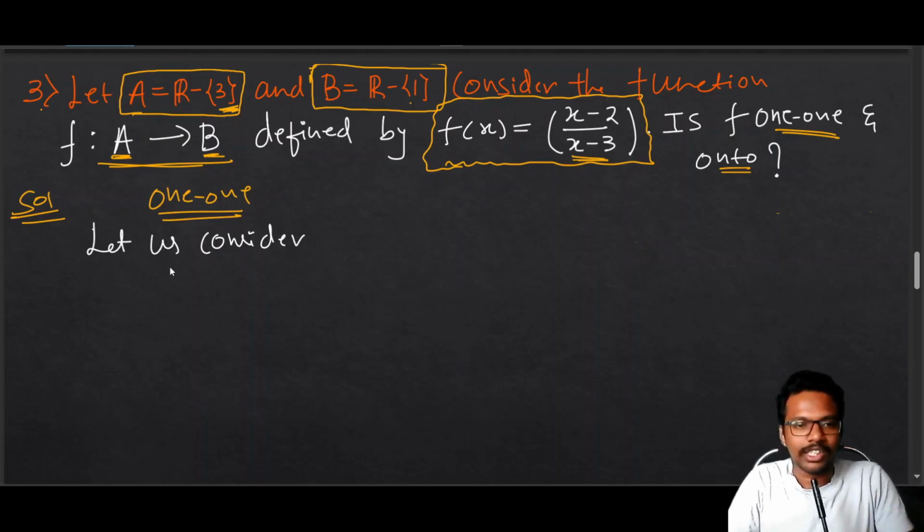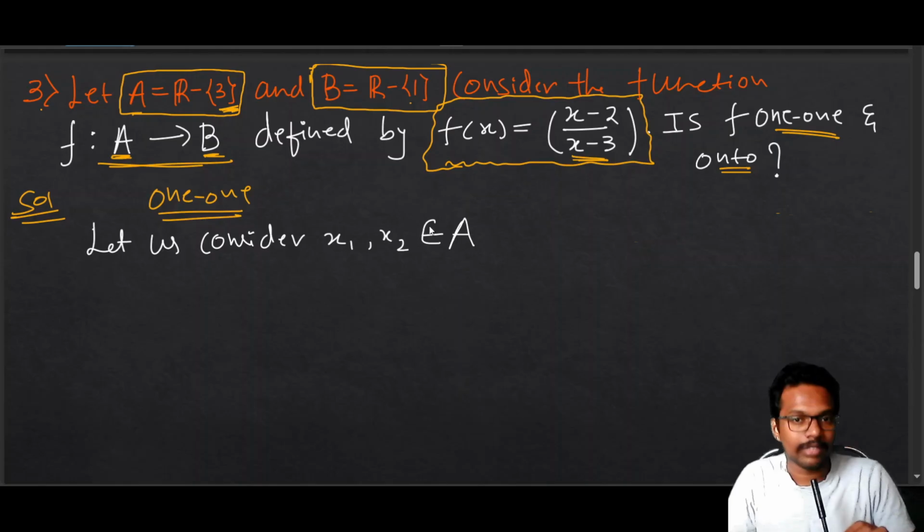So let us consider two elements x1 and x2, so x1 comma x2 belongs to the domain. Here the domain is A, so I am mentioning A itself, not R. Whatever domain they have given, we have to mention that symbol only. If they have given Z, we mention Z. If they have given N, we mention N. If they have given A, we mention A.